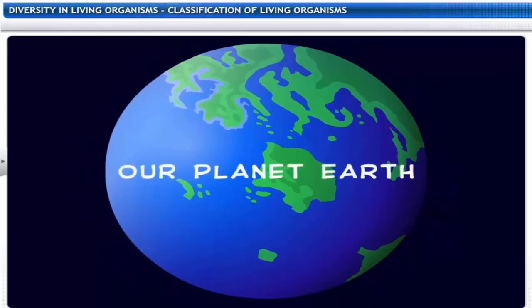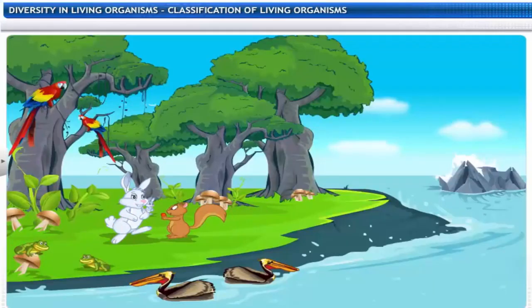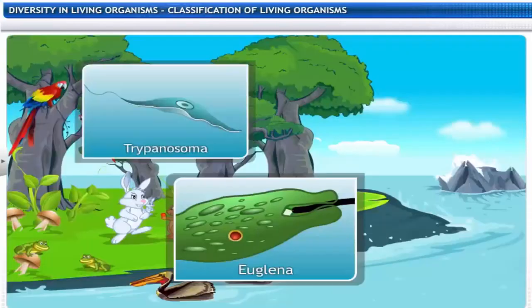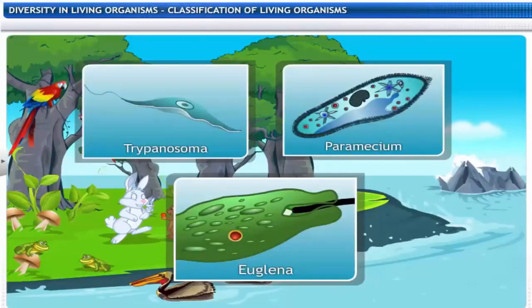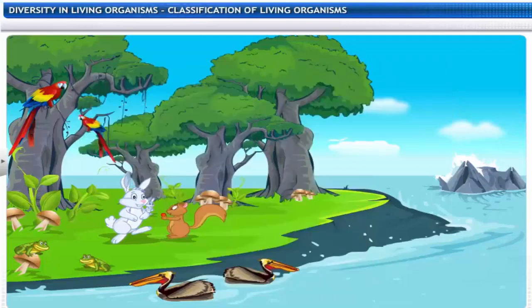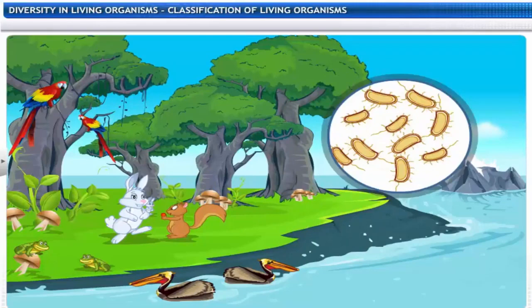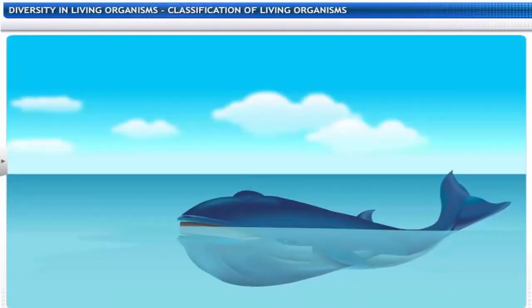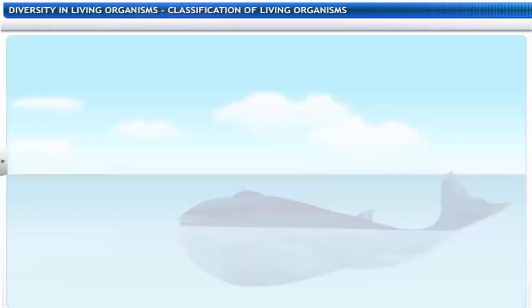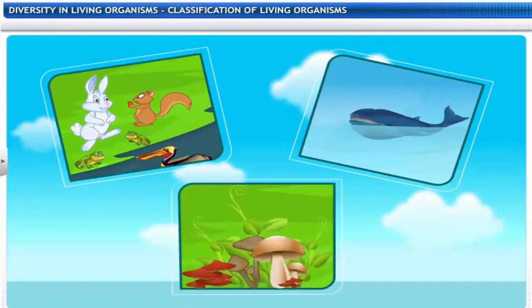Our planet Earth, the home to diverse forms of life, animals, plants, fungi, microorganisms, and much more. 30 million species inhabit the biosphere, ranging from microscopic bacteria to blue whales. Do we know them all?